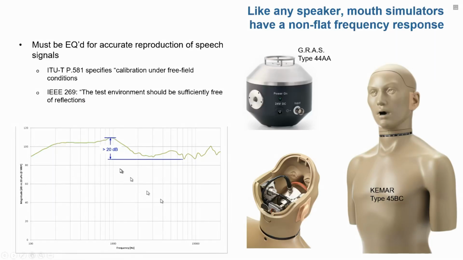Now, like any loudspeaker, this does not have a flat frequency response. So you can see I have a variation from peak to trough here of more than 20 decibels from 100 hertz to 8 kilohertz, the speech range. So to play these speech signals correctly, I need to equalize that to have a flat response.